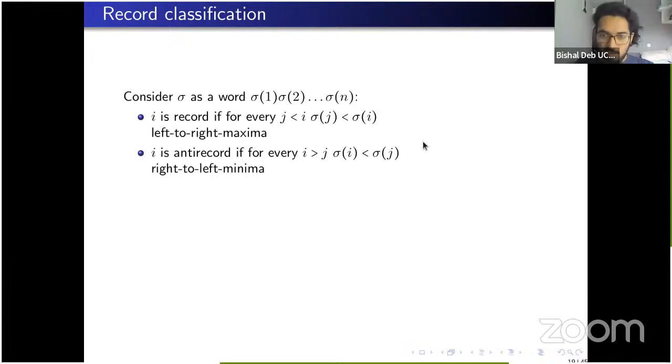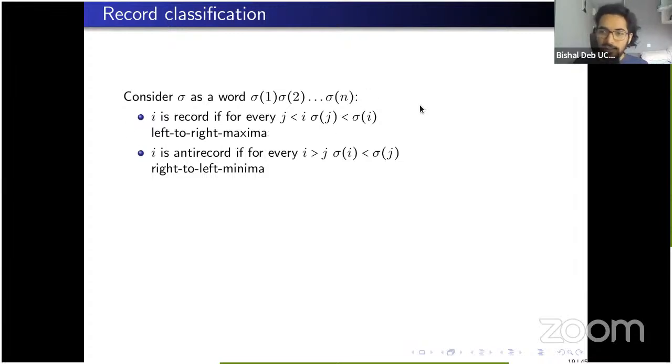the record classification. So previously in the cycle classification, we considered the cycle structure of a permutation. We compared every index I with sigma inverse of I and sigma of I. Now, when you have a permutation, you can also write it as a word: sigma 1, sigma 2, and so on till sigma n. So we say that an index I is a record if for every j less than I, sigma of j is less than sigma of I. This is also known as a left to right maxima.